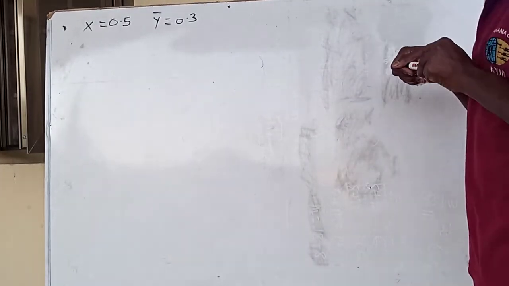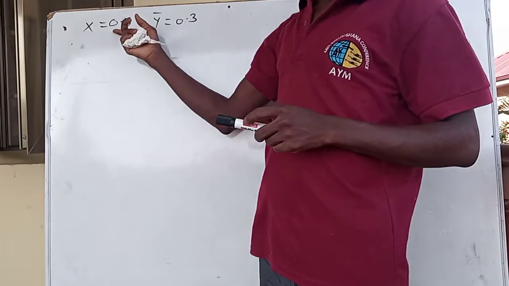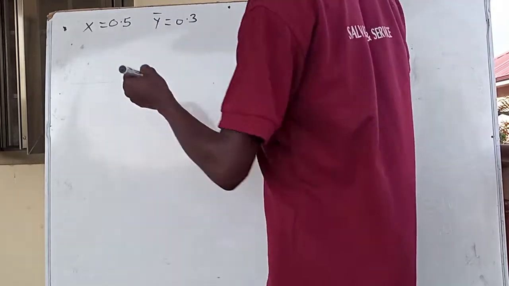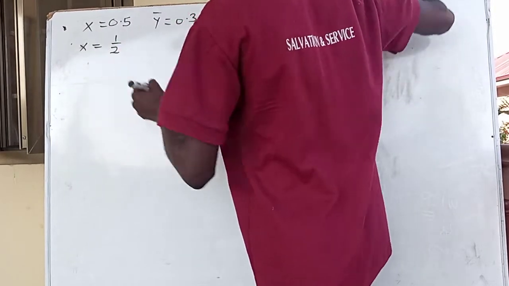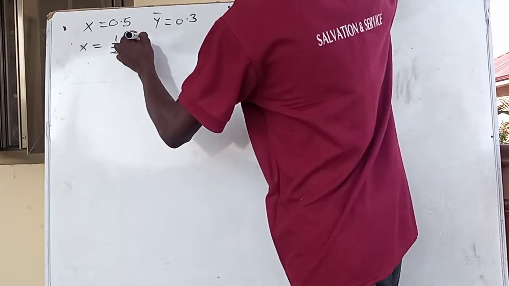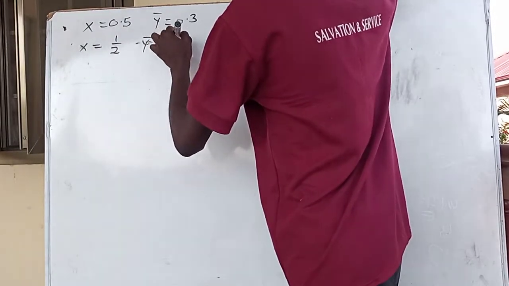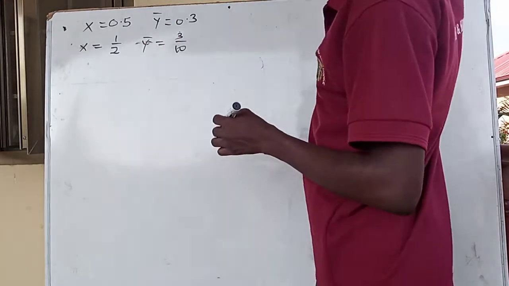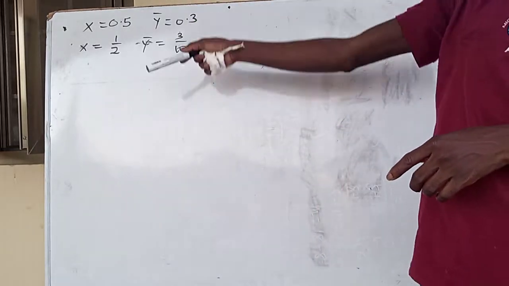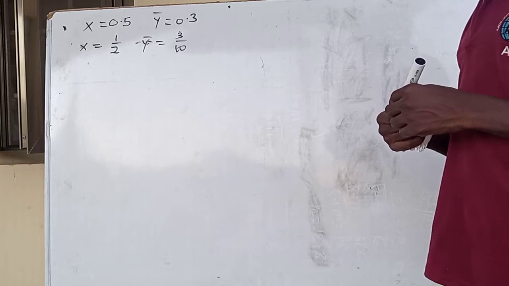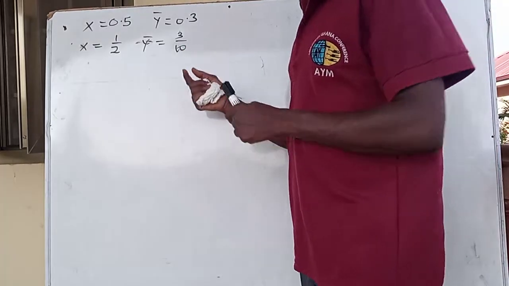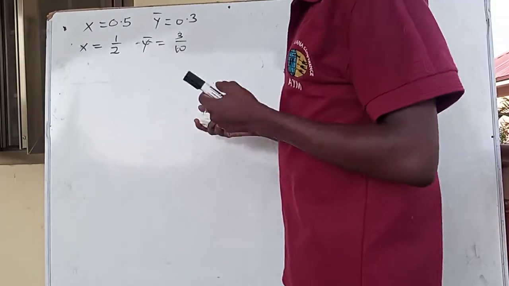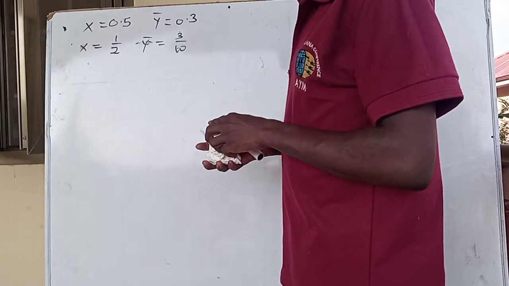So here, you can use this, or you can change them into fractions. You get it? So here, you can make X as what? 1 over 2. And not Y as what? 3 over 10. You get it? 3 over 10. Yes, 0.3. If you change 0.3 to a fraction, you get 3 over 10. Good. Or you can use it like that. Any of them, which one do you want? I want the 3 over 10.